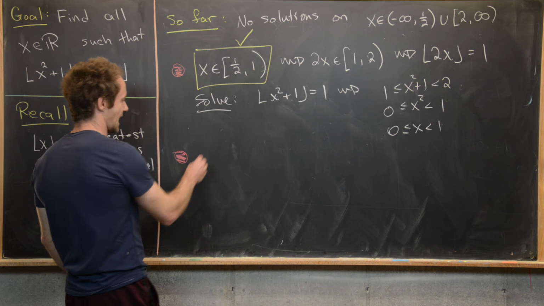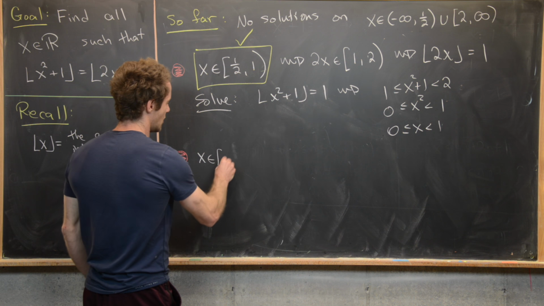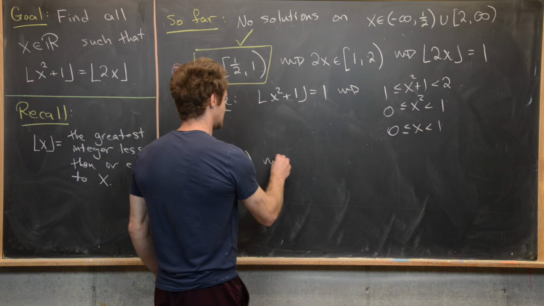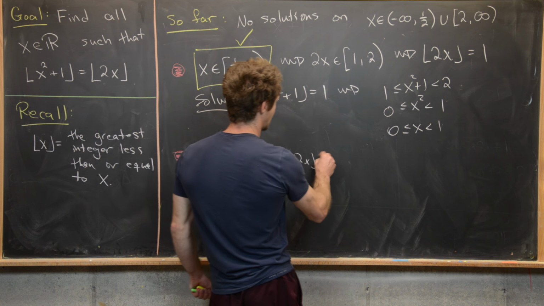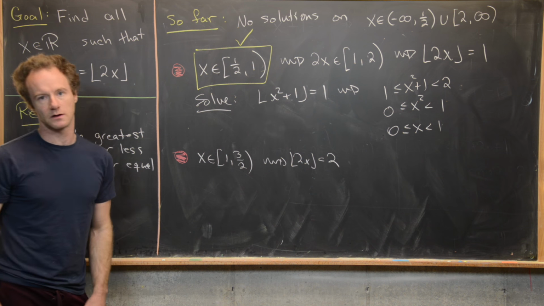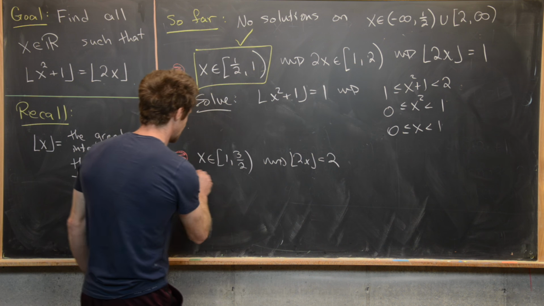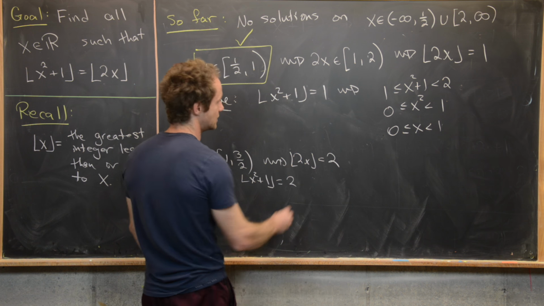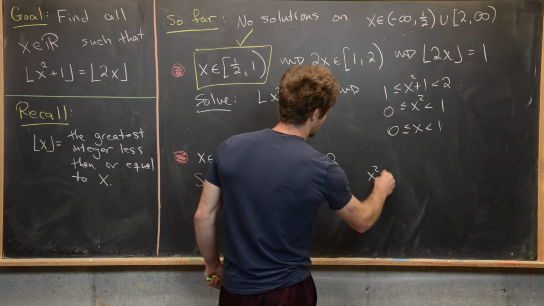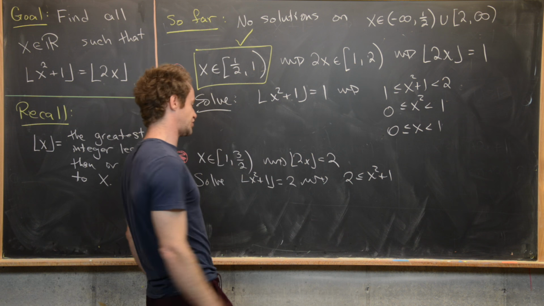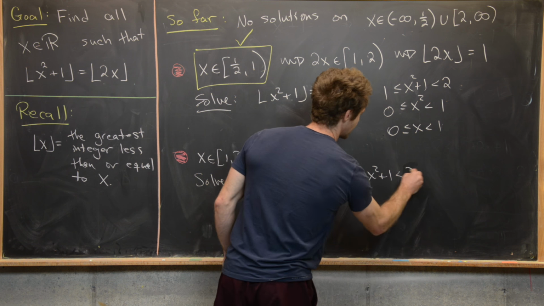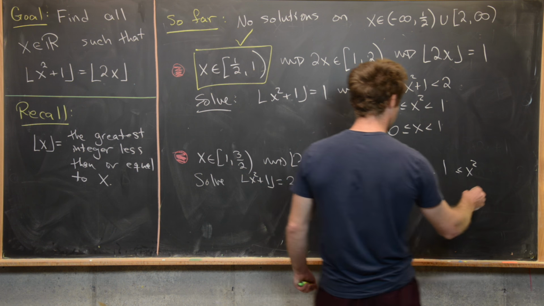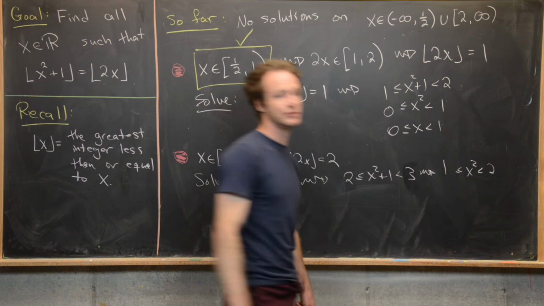So the next one will be x is in the interval given by 1 up to 3/2. So let's see, that means that floor of 2x equals 2, so I'll skip that step in the middle, which means we need to solve floor of x squared plus 1 equals 2, which is the same thing as saying that x squared plus 1 needs to be bigger than or equal to 2, but strictly less than 3. But now notice that that tells us that x squared needs to be bigger than or equal to 1, but strictly less than 2.